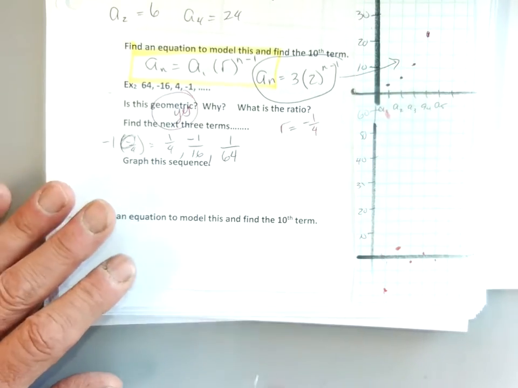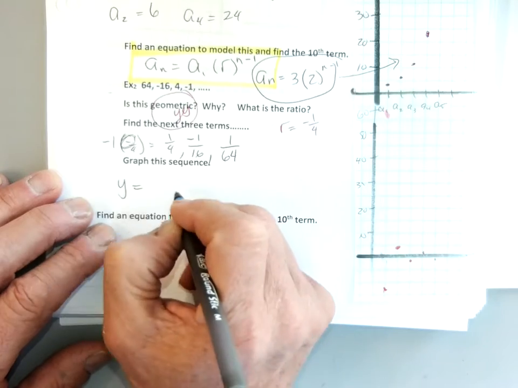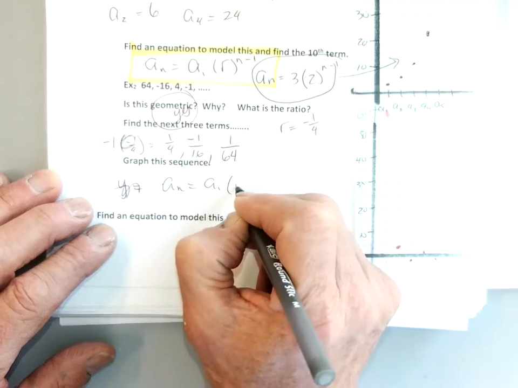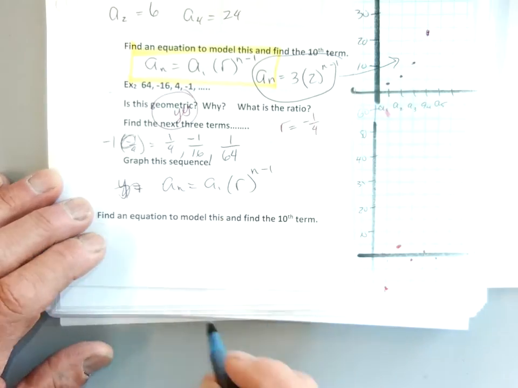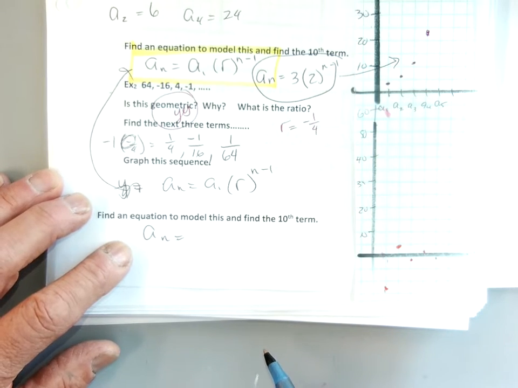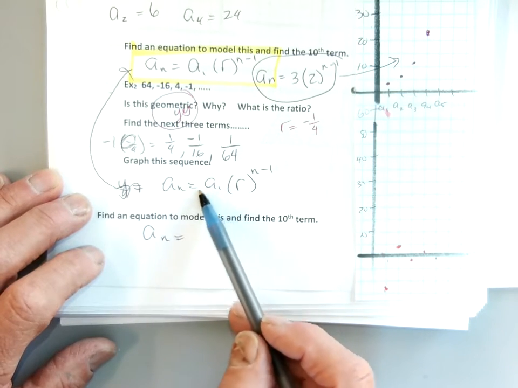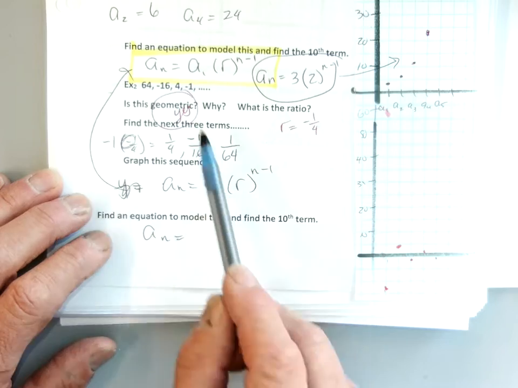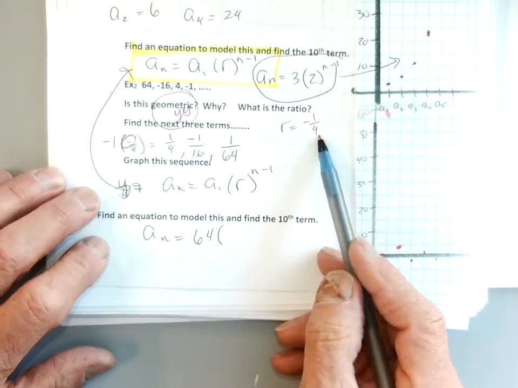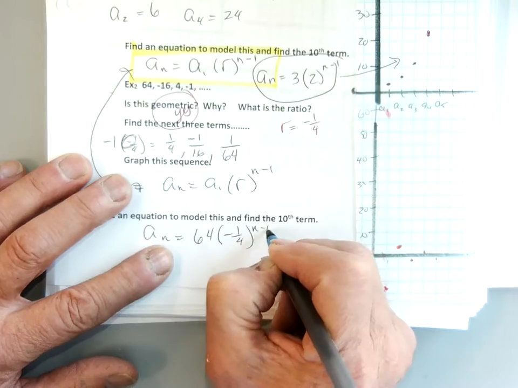Equation. We're going to go, let's see, a of n equals a1 r to the n minus 1. That's the formula I have to use. So a of n, what's my first term? a1, what's my first term? 64. You guys see that? First term, 64 times, what's my multiplier? Grace, what's my multiplier? Awesome, negative 1/4 to the n minus 1 power.